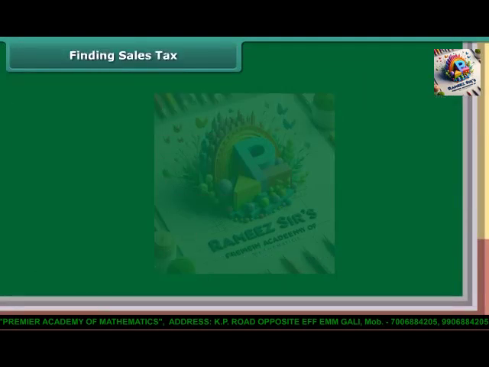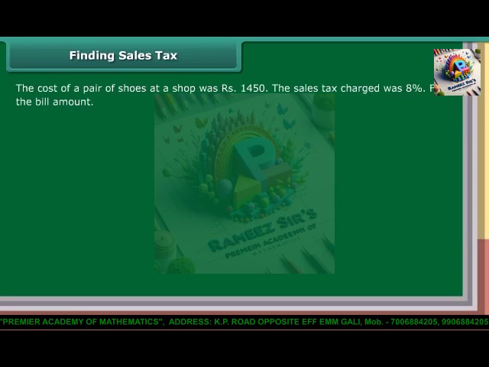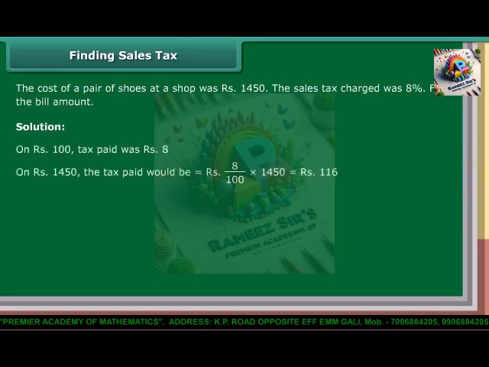Finding sales tax. The cost of a pair of shoes at a shop was rupees 1450. The sales tax charged was 8%. Find the bill amount. Solution. On rupees 100, tax paid was rupees 8. On rupees 1450, the tax paid would be rupees 8 upon 100 into 1450, which is equal to rupees 116.